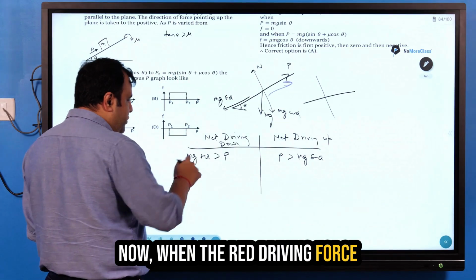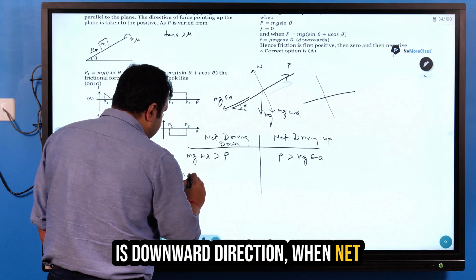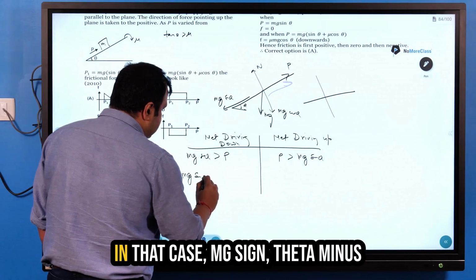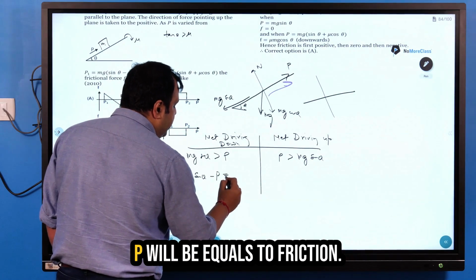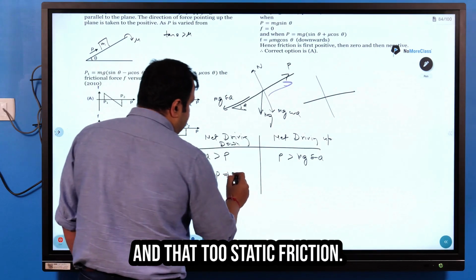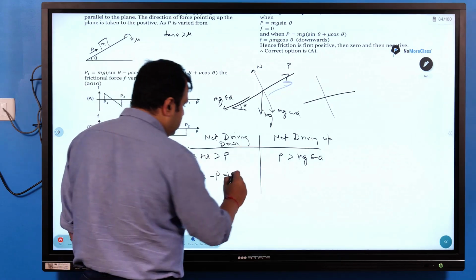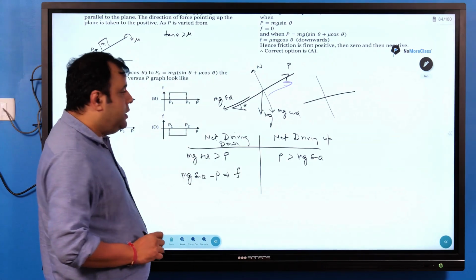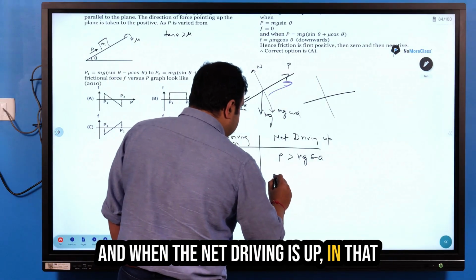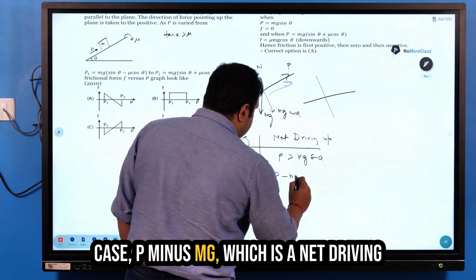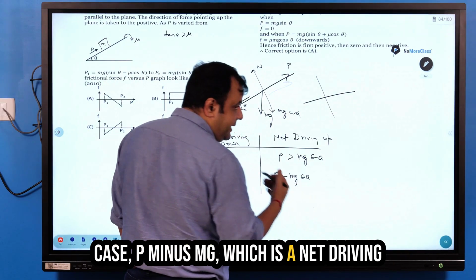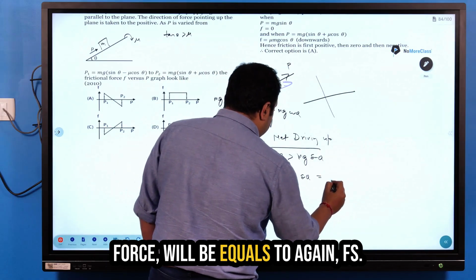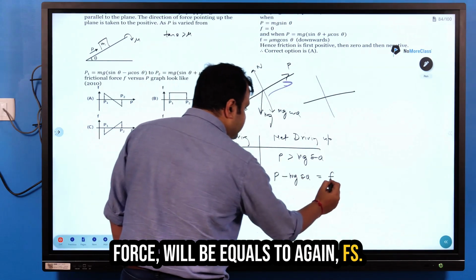Now, when the net driving force is in downward direction, in that case, mg sine theta minus P will be equal to friction, and that too static friction. And when the net driving force is up, in that case, P minus mg sine theta, which is the net driving force, will be equal to F again.